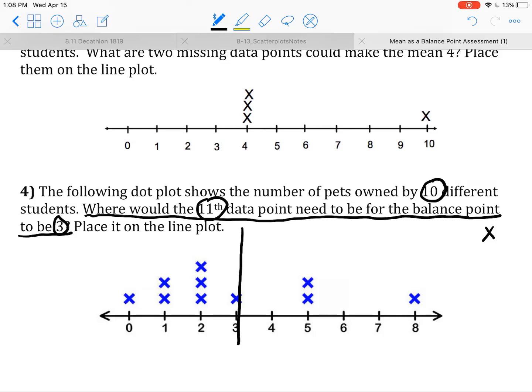We talked in the last video about how when a number is the balance point, the sum of the distances below the balance point are equal to the sum of the distances above the balance point. We don't need to worry about the x that is on the 3 because it is already on the balance point. So looking at below 3, I have 1, 2, 3, 4, 5, 6 x's. So I know that I need to add up 6 distances.